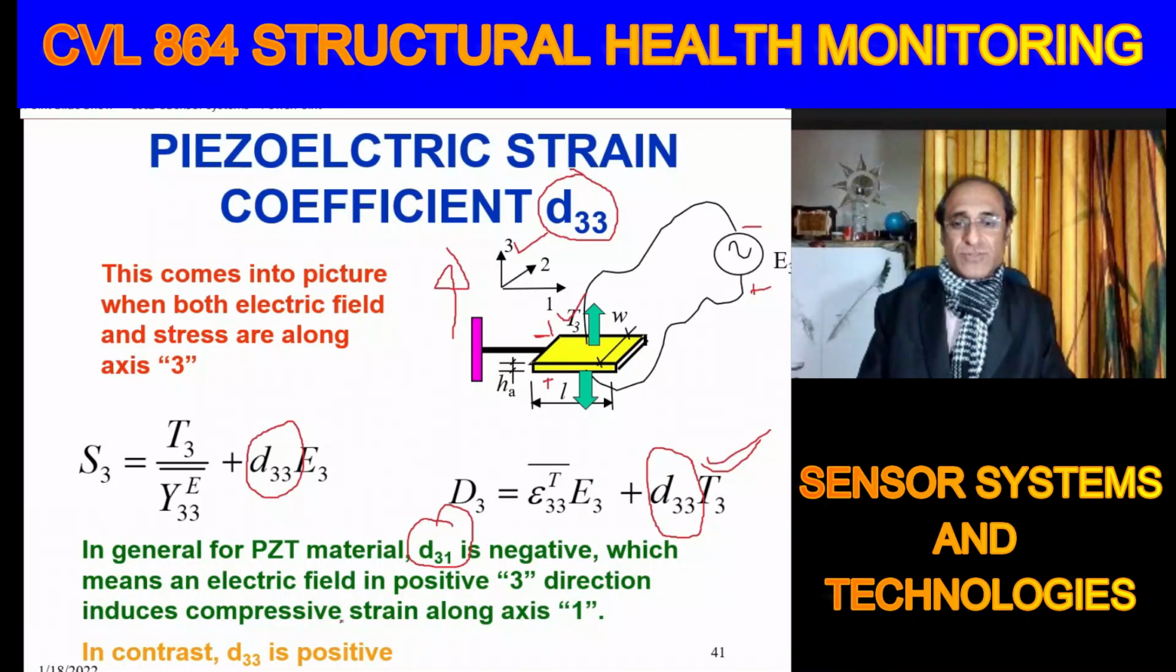Now D33, on the other hand, is positive. It means if you apply an electric field in the positive 3 direction, like the one I have shown, then it will introduce a tensile strain. Alright.